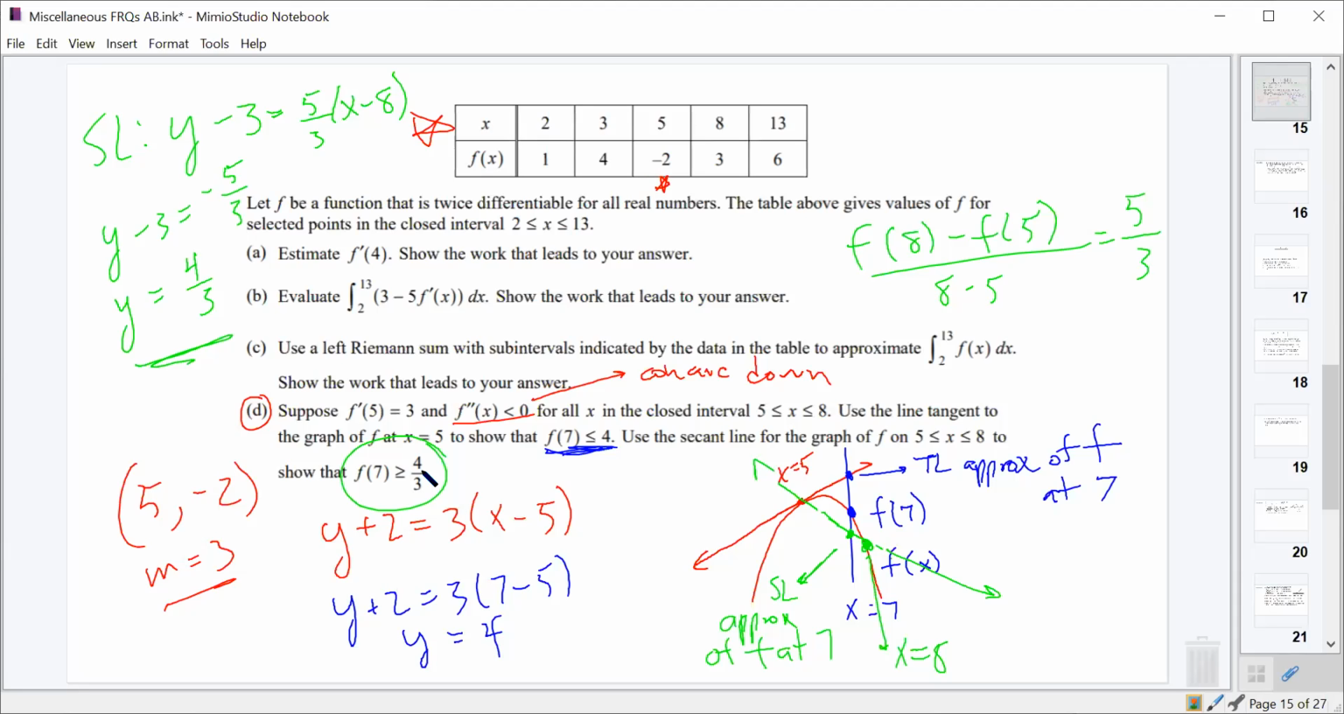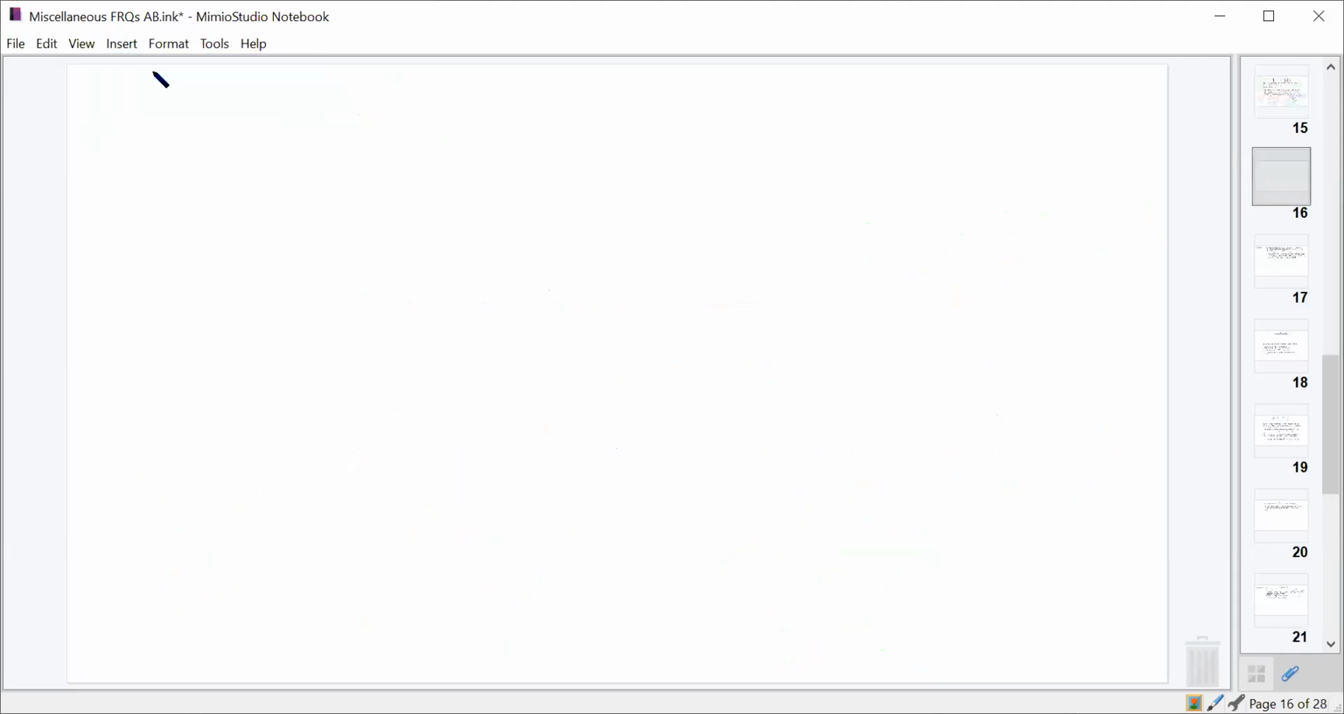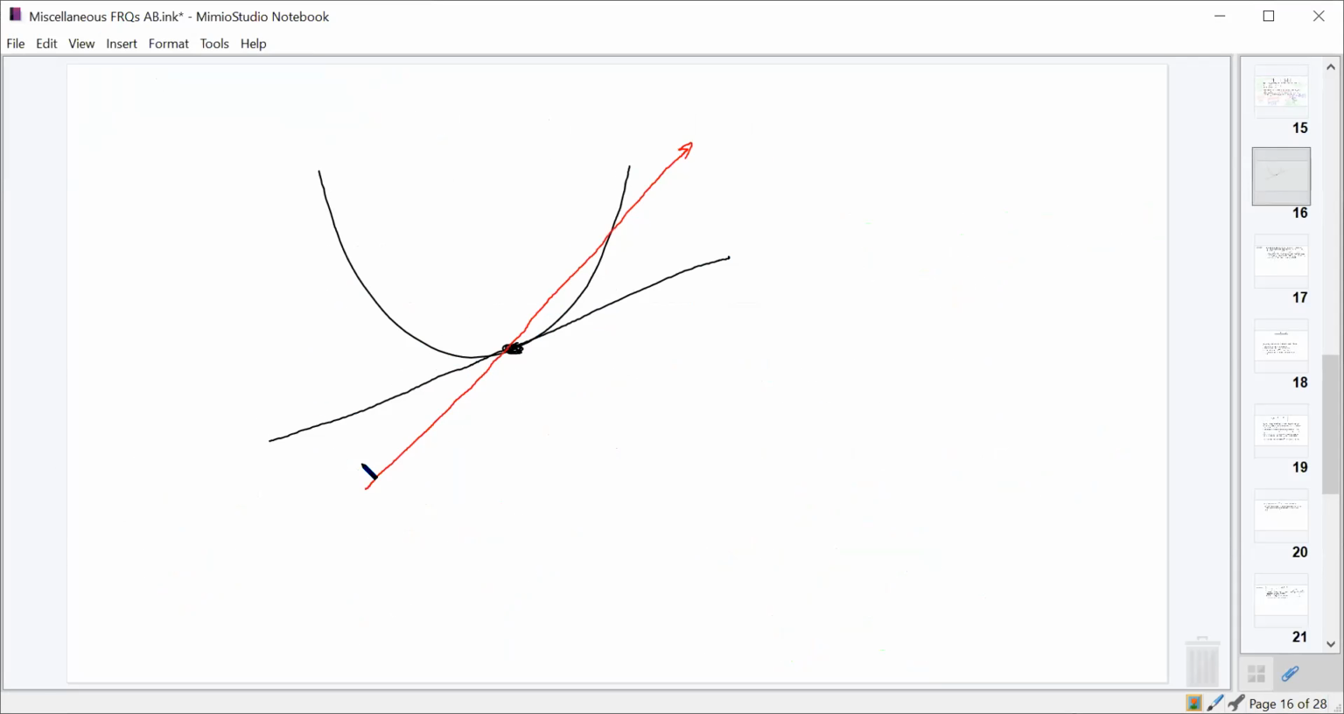And if it's a concave up function, then if I'm using the tangent line at some point to approximate some other value, the tangent line will be less than it. And if I'm using the secant line through that point on a concave up function, let's say we're trying to approximate the value here, the secant line will be more than the true value, and the tangent line will be less than the true value. Does that make sense?